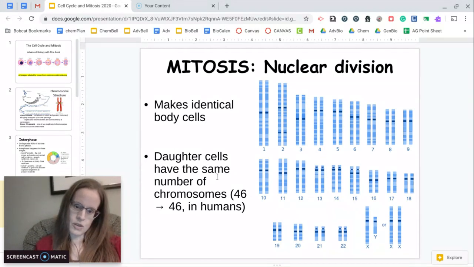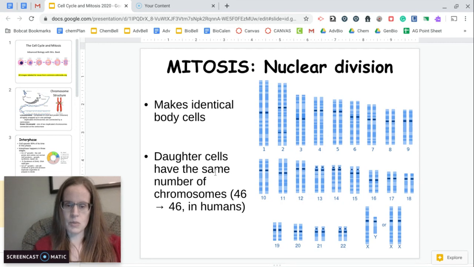Because you have 46 chromosomes, you will make 2 daughter cells at the end of mitosis that also have 46 chromosomes. So in mitosis, the chromosome number doesn't change. You should make an exact copy of the cell with exactly the same number of chromosomes at the end.